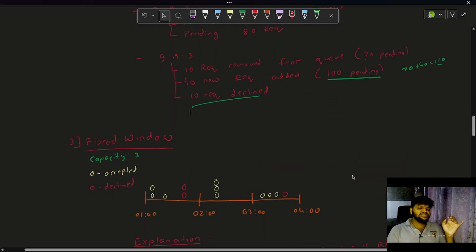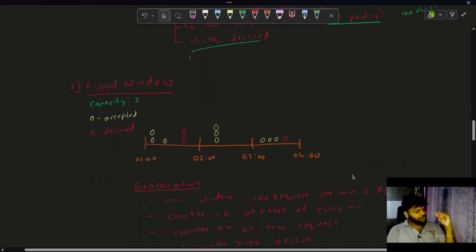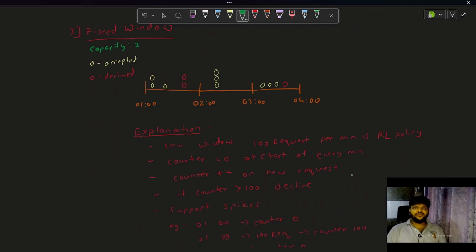Now let's discuss the next algorithm, which is the fixed window algorithm. It works based on a window. At a DSA level, you might be aware of sliding window and fixed window. There is a window of a particular time frame that we are setting, in this case let's say 0.1 to 0.2, a 1 minute window. In a hypothetical example, in 1 minute my system can entertain only 3 requests.